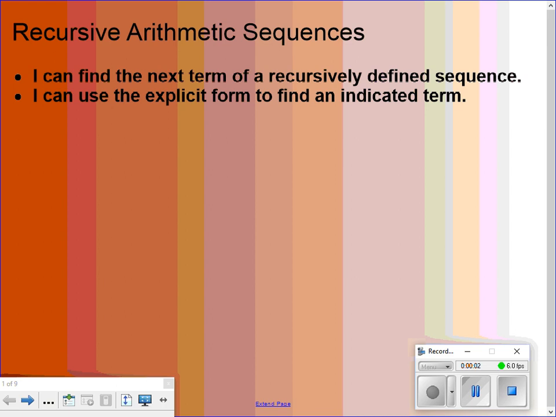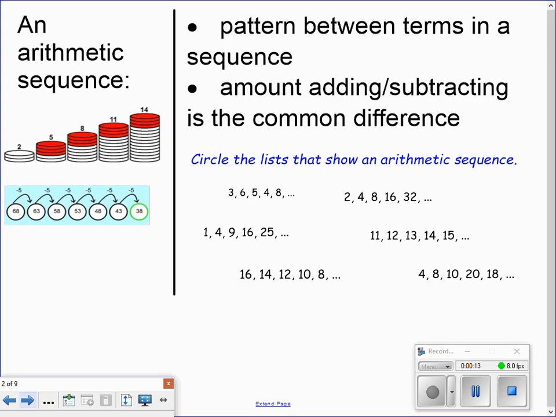In this lesson, we're going to be talking about arithmetic sequences. By the end of this lesson, you should be able to determine the next term in a sequence given the recursive formula. A sequence is any series of numbers where there is a pattern. We're going to specifically be talking about arithmetic sequences.